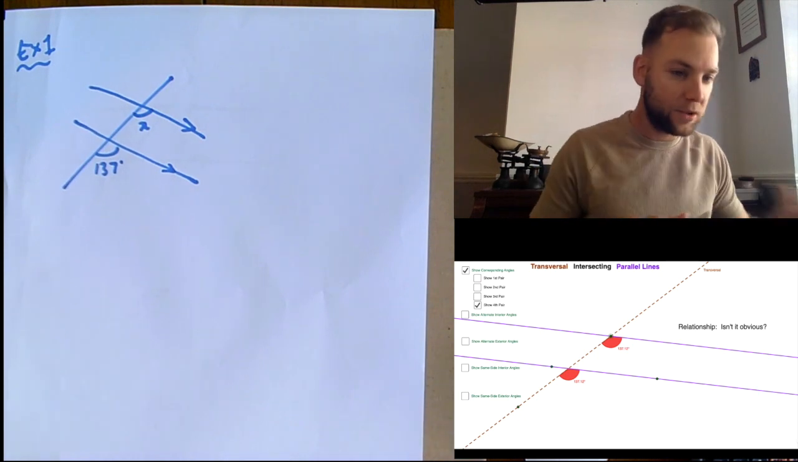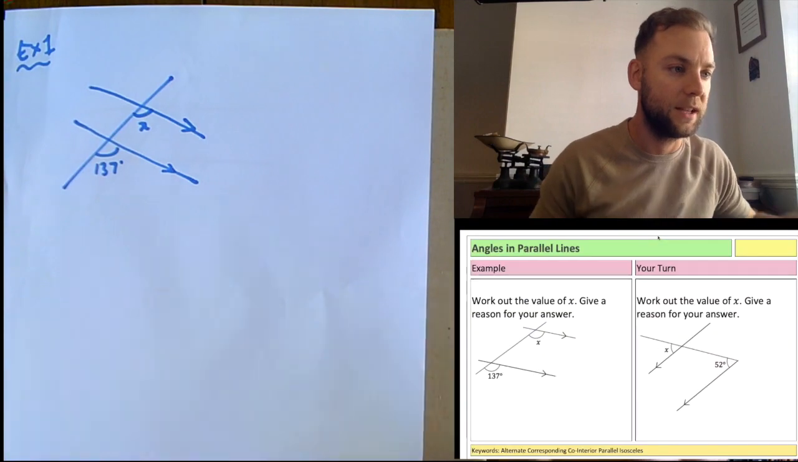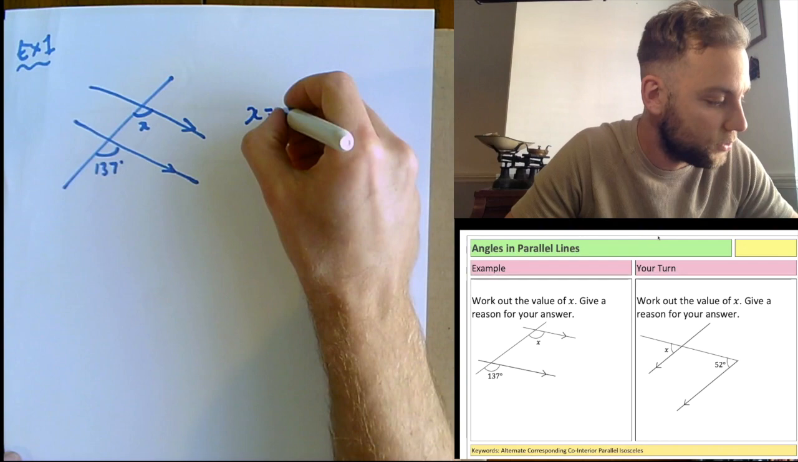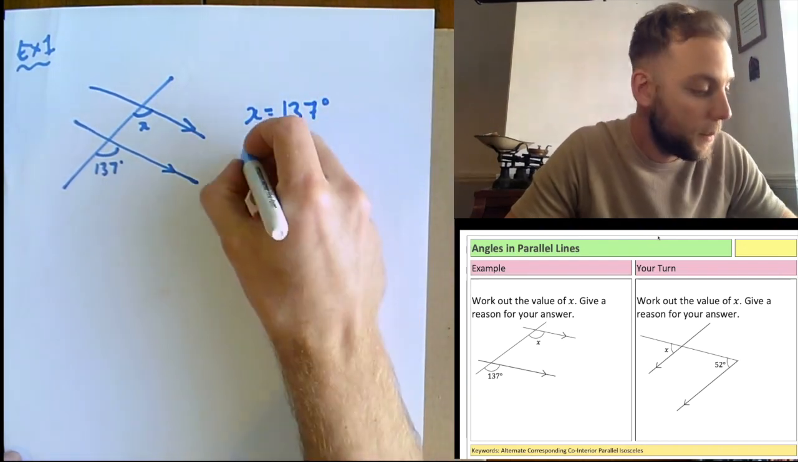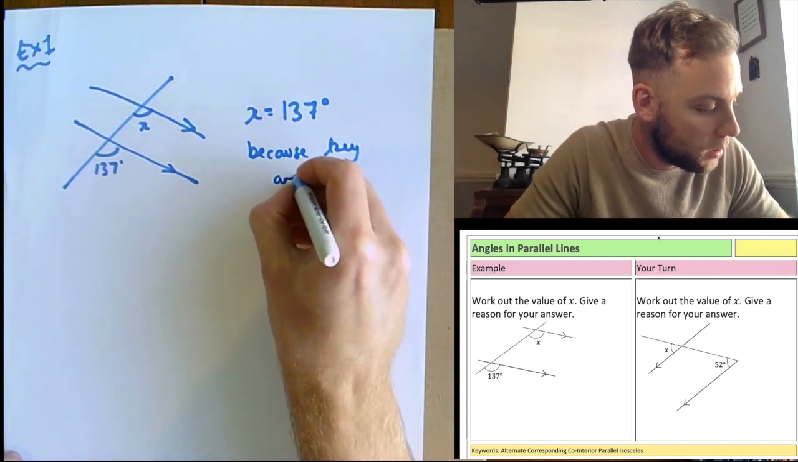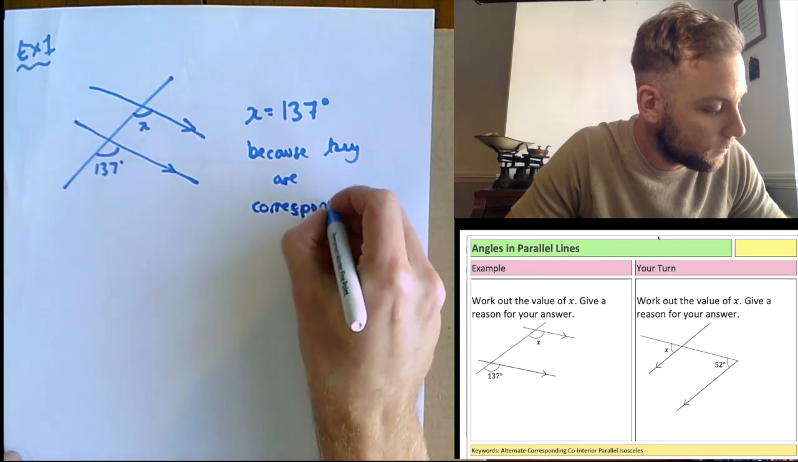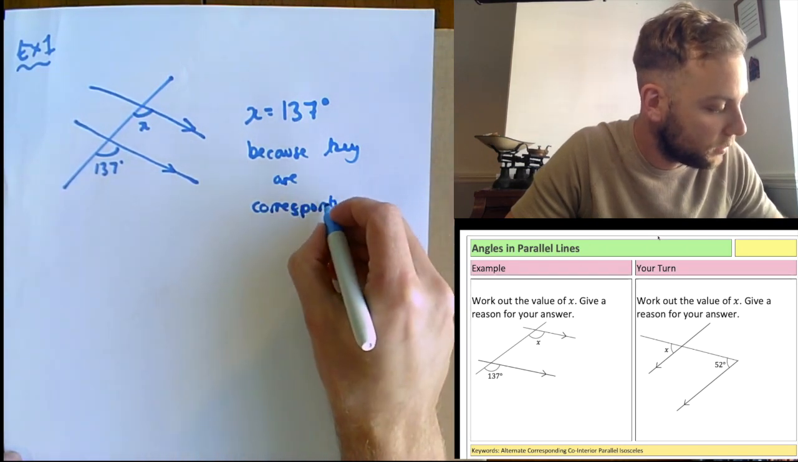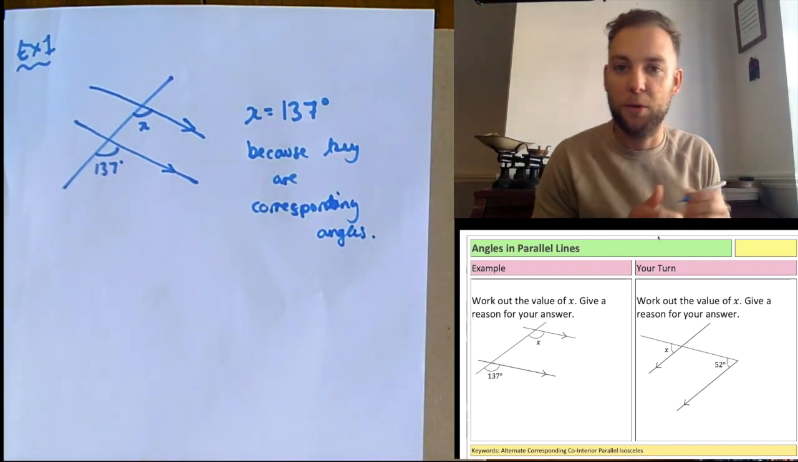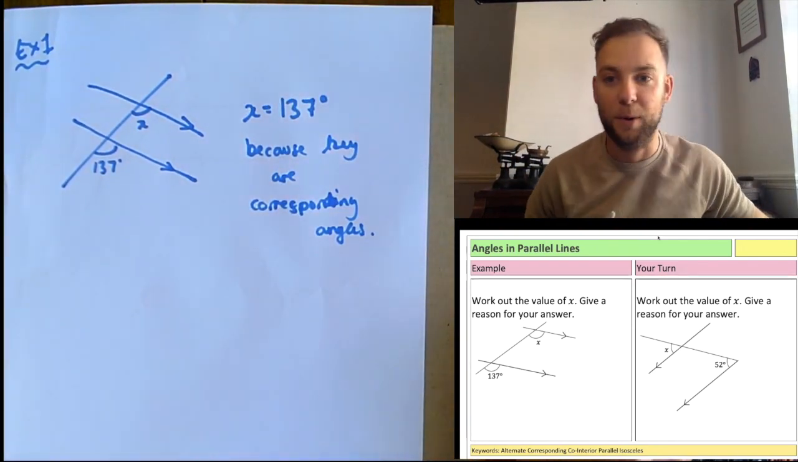It doesn't say in this question to give you a reason, but usually, oh no it does, sorry. So the answer is x is equal to 137 degrees because they are corresponding angles. Excuse my spelling, you know that I'm struggling with my dyslexia. So 137 because they are corresponding angles.